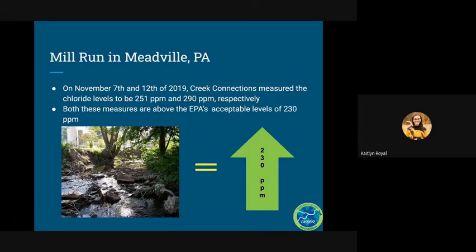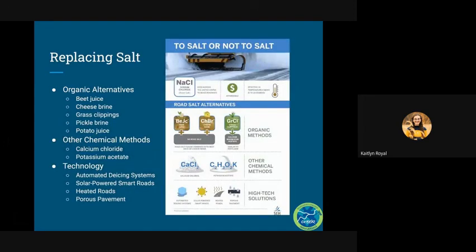Creek Connections has measured chlorine levels at Mill Run in Meadville, PA. Our results from 2019 show levels of 251 parts per million and 290 parts per million. Both these measures are above the EPA's acceptable levels of 230 parts per million. As we can see, there are costs to using salt.